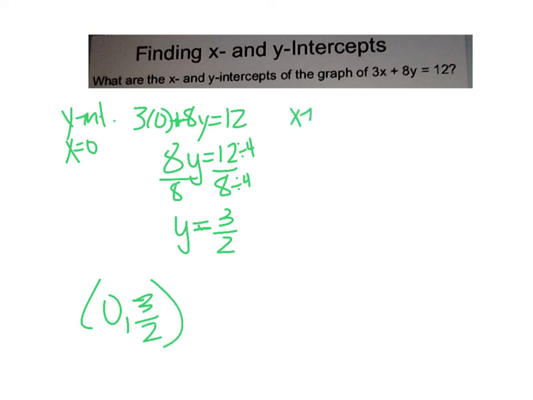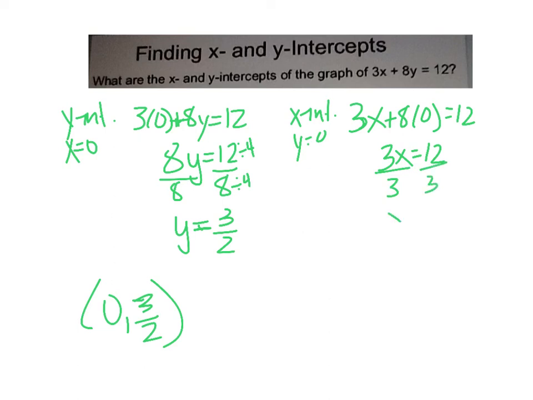To find my x-intercept, my y is 0. That gives me 3x plus 8 times 0 equals 12. Well, 8 times 0 is 0. It goes away, leaving me with 3x equals 12. It's being multiplied by 3, so I divide by 3, and x equals 4. Final answer there, (4, 0). Okay, can't stress it enough. You plug in 0 for x when you're trying to find the y-intercept, and you plug in 0 for y when you're trying to find the x-intercept, and your final answer is always an ordered pair.